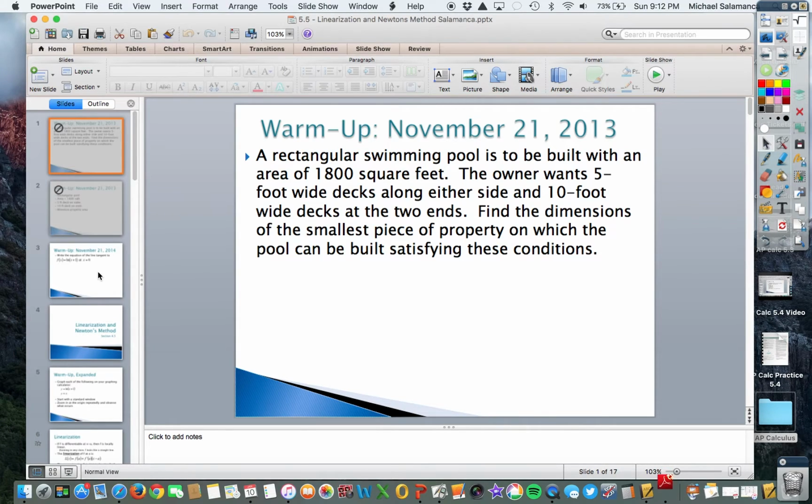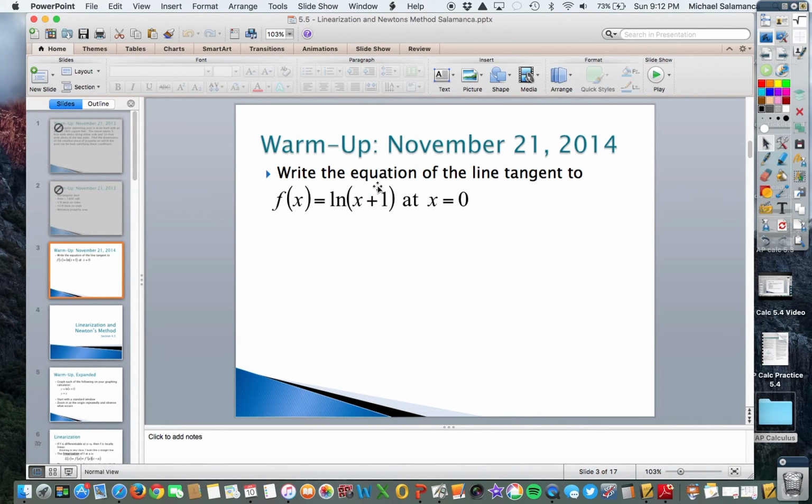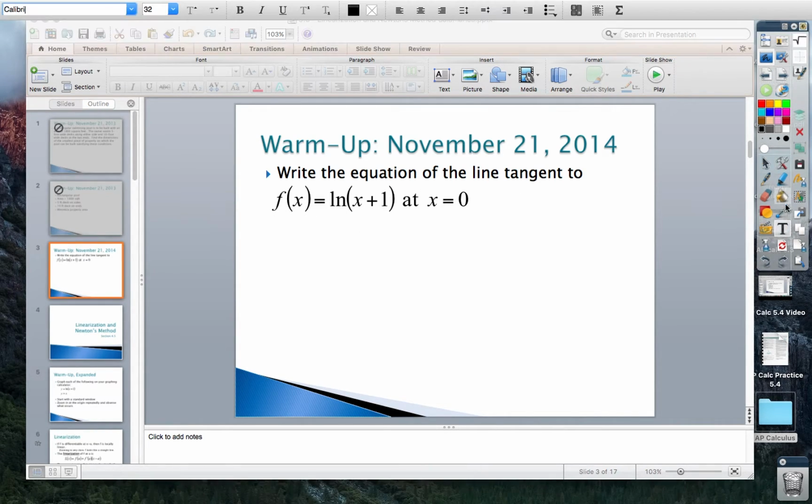So now let's look at another problem. Here, write the equation of a line tangent to the following. So remember, when we're trying to solve equations like this, we first substitute that x into the original. So we're basically trying to find f of 0. We find that that turns out to be equal to 0. So we know that when x is equal to 0, the graph is equal to 0.